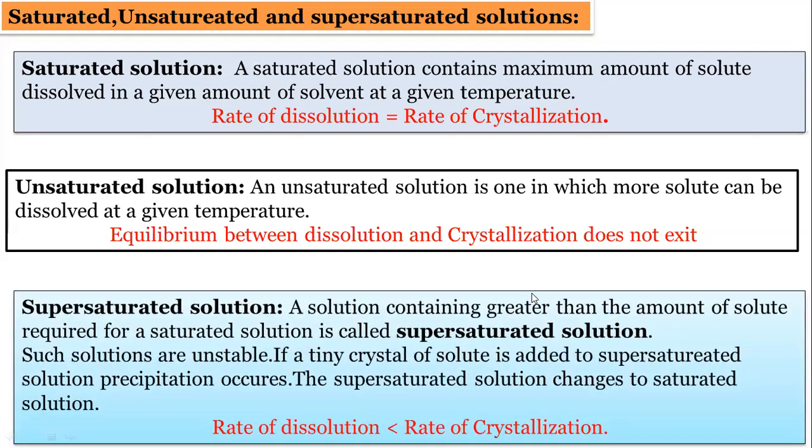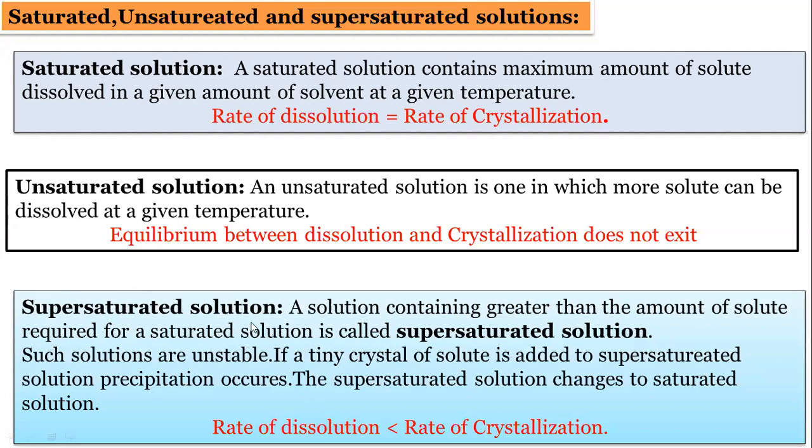And the third one is the supersaturated solution. This supersaturated solution contains a much greater amount of solute, higher than the saturated solution. The word supersaturated indicates there is an excess amount of solute. The solution contains more than the amount of solute required for saturation.